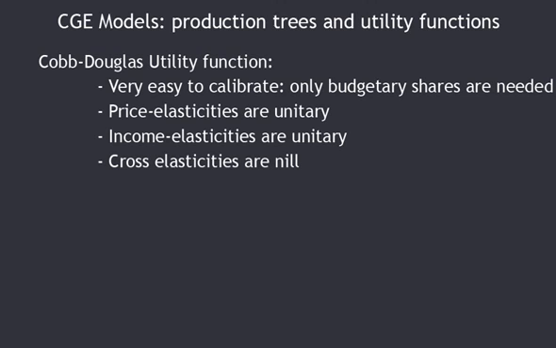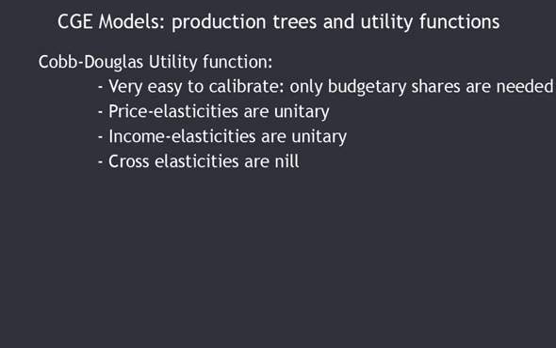The advantage of the Cobb-Douglas function is that it is very easy to calibrate. You just need the budget shares of each good in the total household expenditure. So you only need the shares of agricultural goods, industrial goods, and services in the total household expenditure.